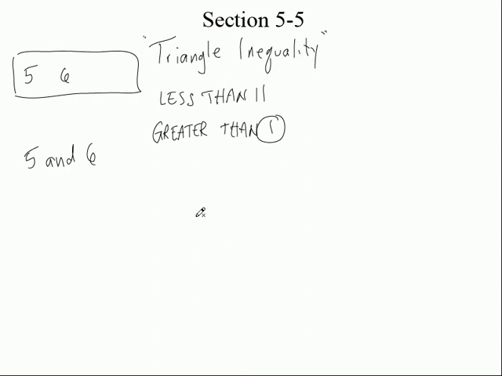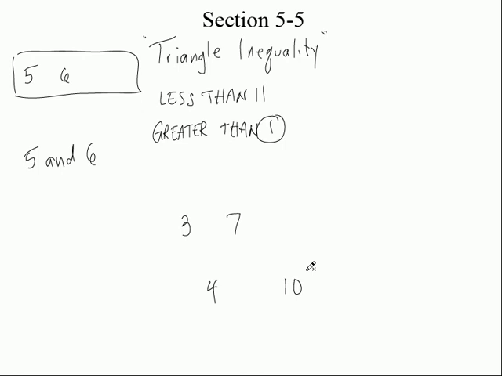So if I give you two numbers, if I give you a 3 and a 7, and I say, find the range of the measures of the third side. It's got to be less than, well, let's go greater than. It's got to be greater than what? 4 and less than 10.